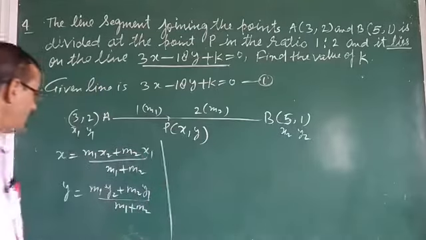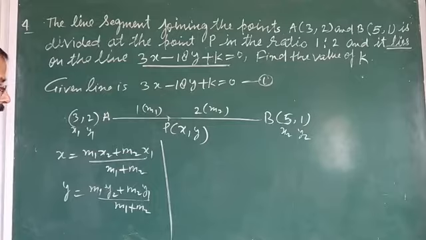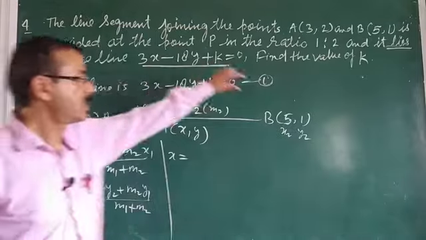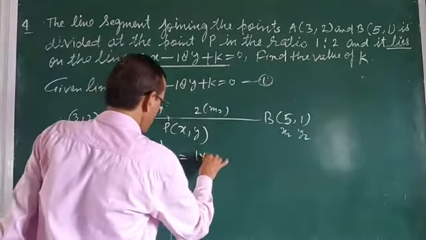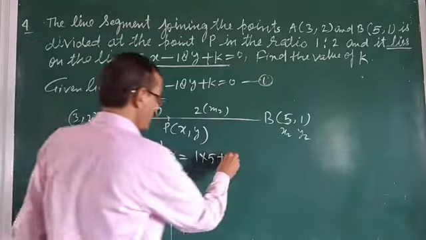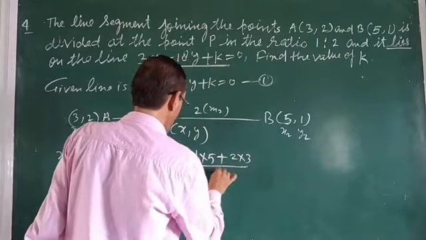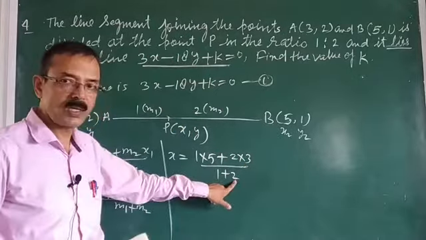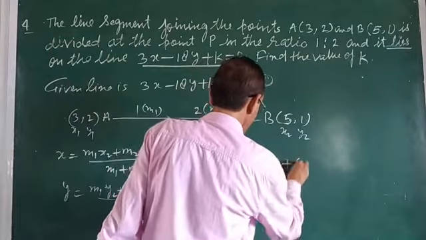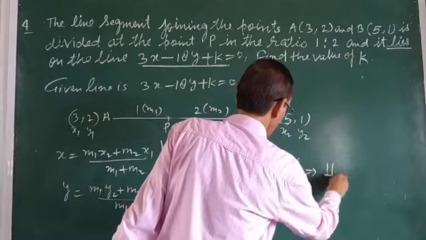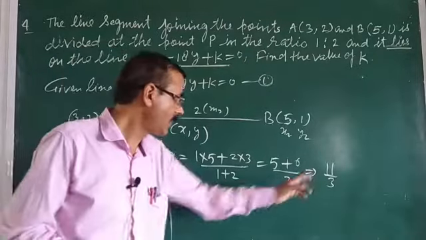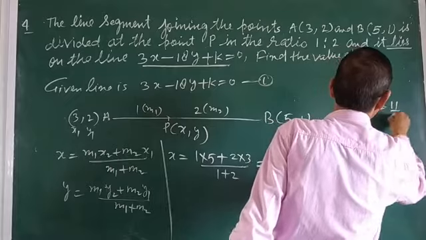So let us first find x and y, that is, the coordinates of P. x is equal to m1 x2, 1 into 5, plus m2 x1, 2 into 3, upon 1 plus 2, which is m1 plus m2. Clear? 5 plus 6 upon 3. What will come? 11 upon 3. So we found the x value came 11 upon 3.